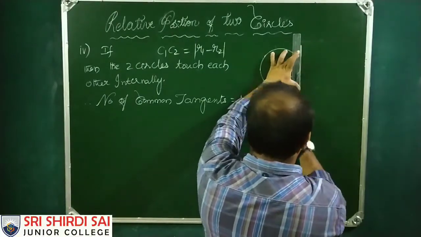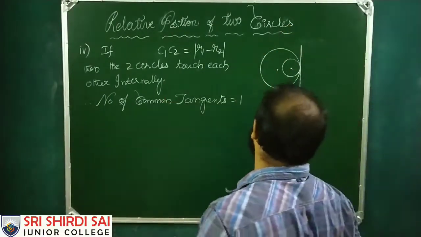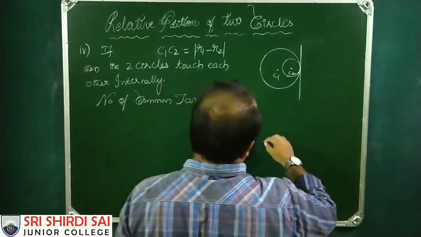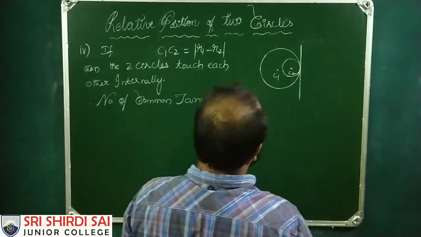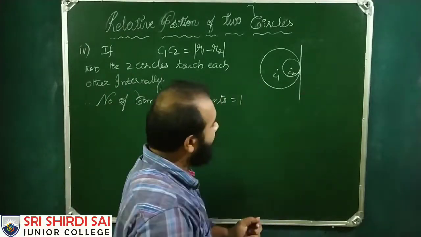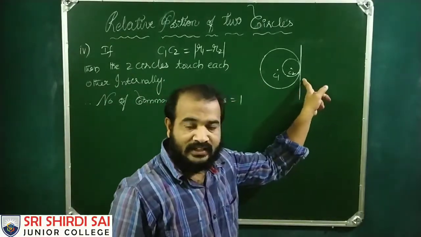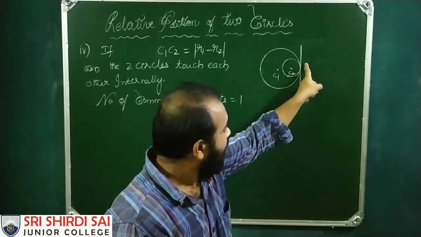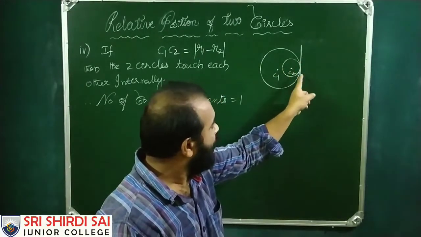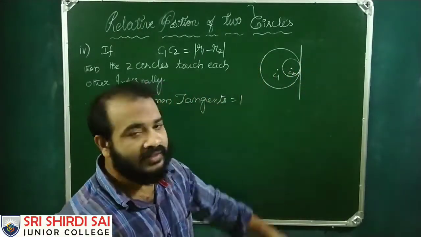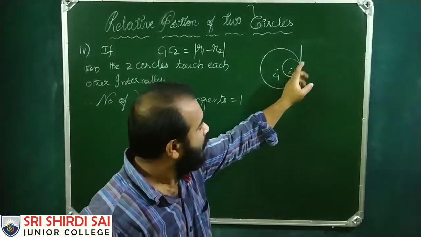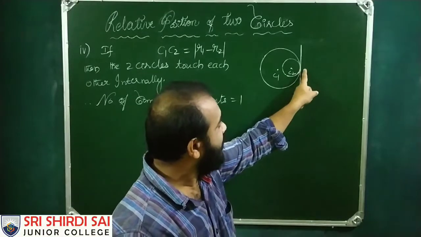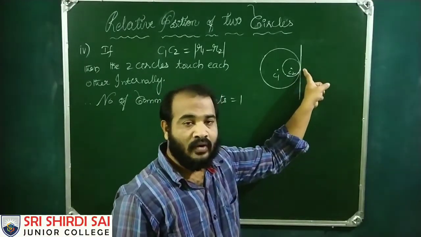This is that direct common tangent which we are mentioning here. So this is C1 and this is C2. Can you guess what this is called? Is this a direct common tangent or a transverse common tangent? Because for this line, these two circles lie on the same side of the common tangent. Therefore this common tangent is called the what?